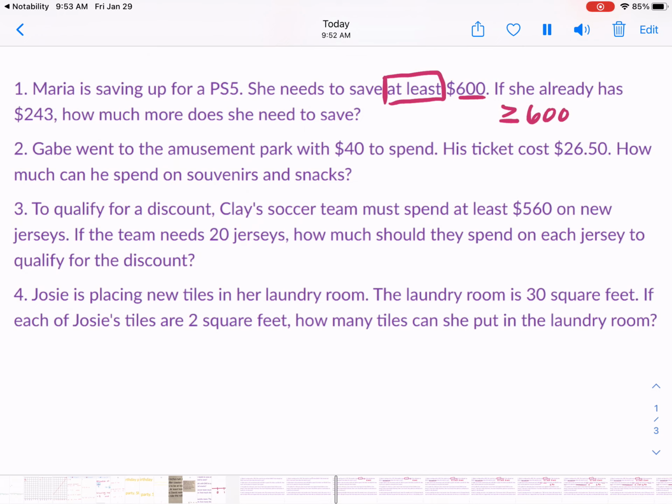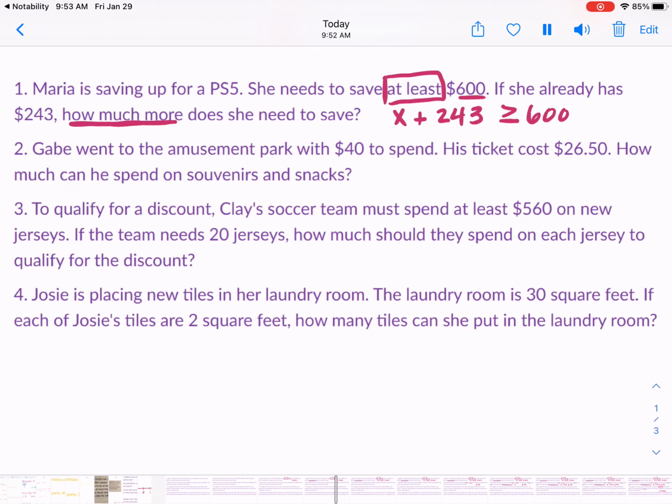She already has $243. How much more does she need to save? So she wants to know how much more. To solve it, of course, we know we would use subtraction, but to actually represent what's happening, we would say x, or whatever you want to use as your variable, plus 243. So that means the missing number, x, plus 243 has to be greater than or equal to 600 so that she has enough money for her PS5.